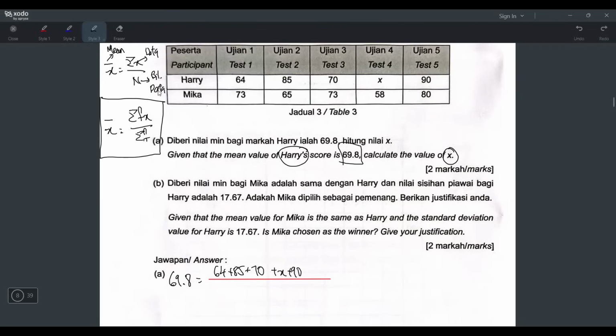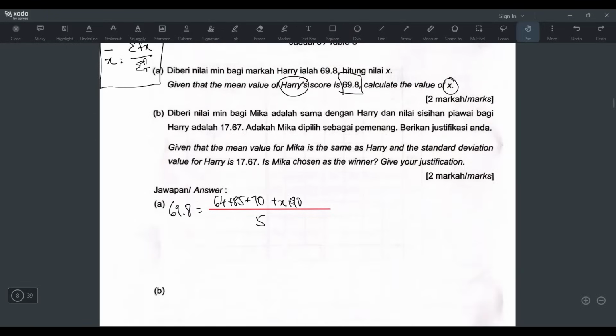Because the data in this case is the marks, right? So how many tests do you have? 1, 2, 3, 4, 5. So 5. Means you find out the average. You find out the average marks. So to get the average, just add everything and divide by 5, because there are 5 exams.